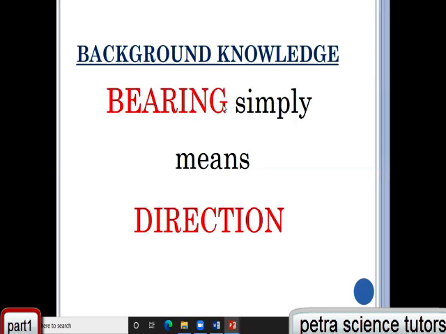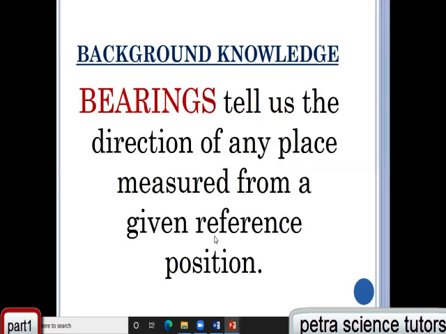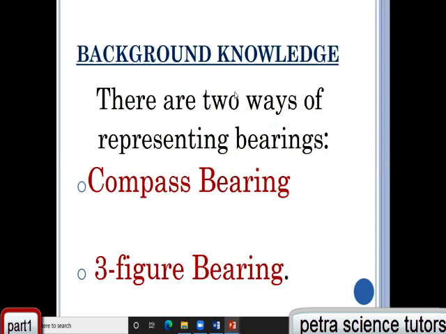Bearing, what does bearing mean? Bearing simply means direction. Bearings tell us the direction of any place measured from a given reference position. Now, there are two ways of representing bearings. You must know that there are two ways we can express the direction of places.